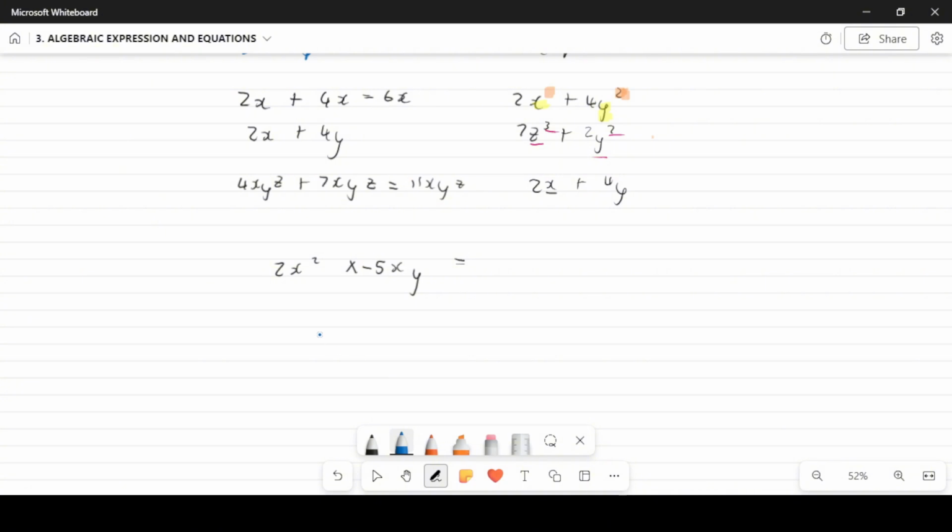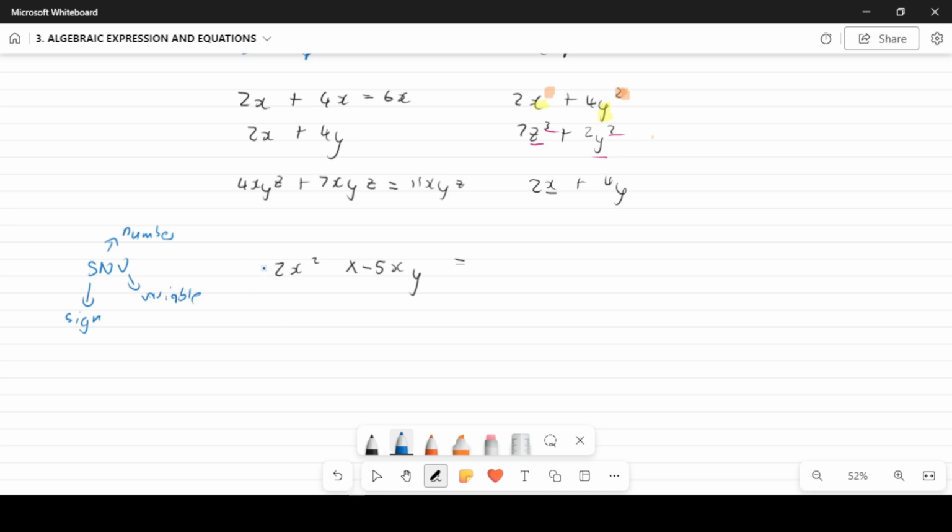We use the following rule: SNV, meaning sign, number, and variable. Whenever you are multiplying or dividing terms that involve both a number and a variable, follow this rule. Or even if it has only a number and a variable, as long as one of the terms has a variable, follow this rule.